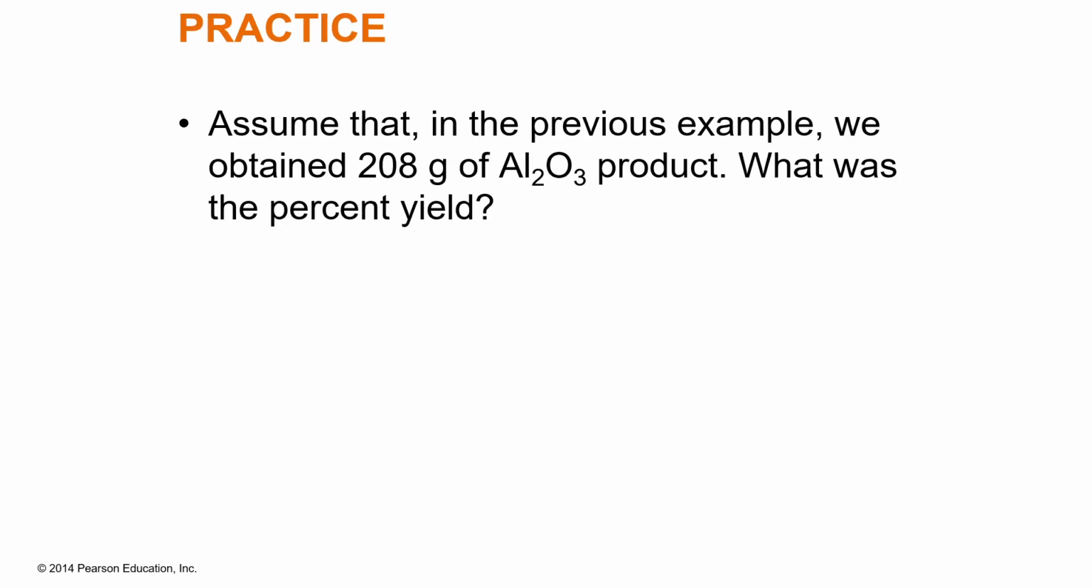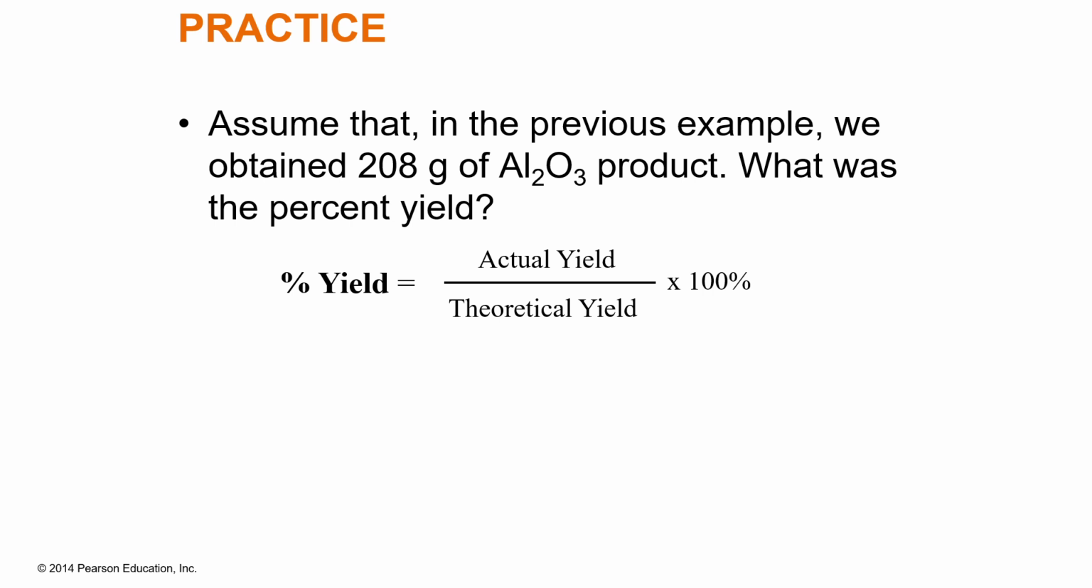So let's say that in the previous example, we obtained 208 grams of aluminum oxide product. What was the percent yield? Remember, the formula is actual divided by theoretical times 100%. Our actual yield is 208 grams. Remember, our theoretical yield was 234 grams. Times 100%, that is about 88.9%.